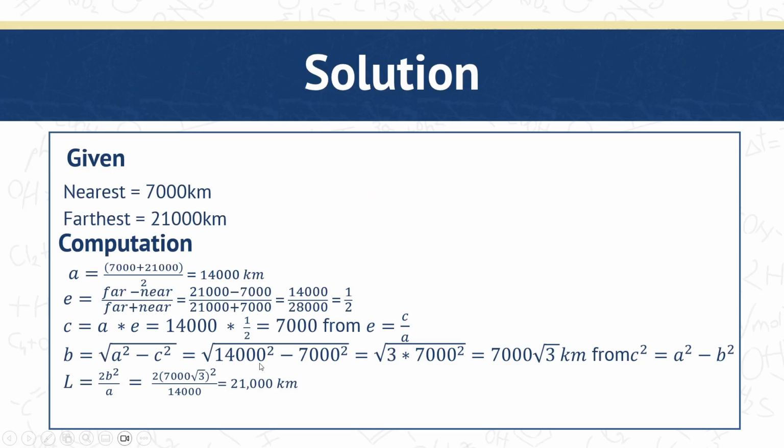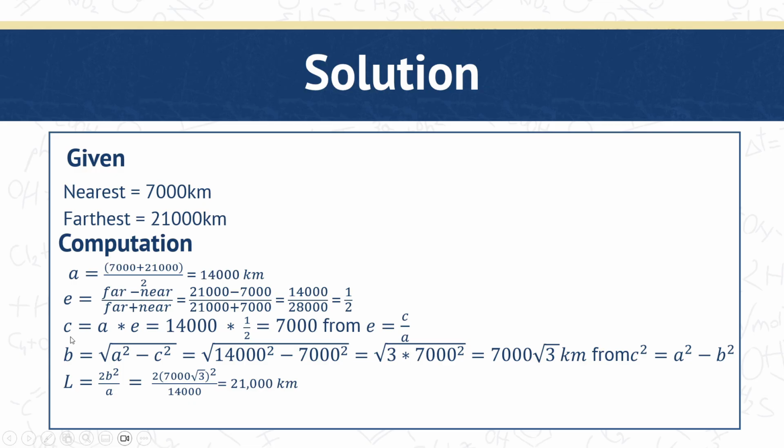So now we'll be moving on. Now that we got A and E, we'll be using our formula of E is equal to C over A to get our C. So we're going to be multiplying the value of A that we got here and the value of E, which is 14,000 times 1/2 is equal to 7,000. So that is the value of our C here.